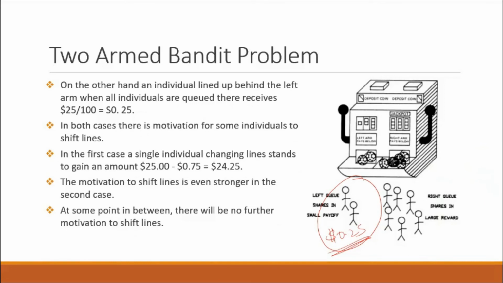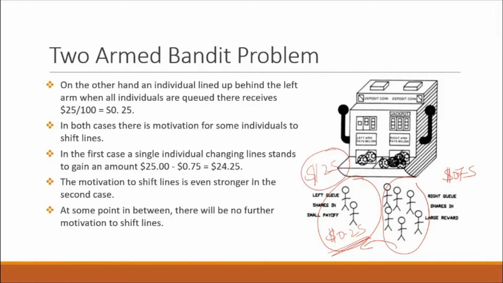So whatever the condition, some people will have a motivation to shift the lines. That is, if all the 100 people are on the right side, then he will be getting only $0.75. And if he jumps to the other position, he will get $25, because he is the only person available in that particular arm.